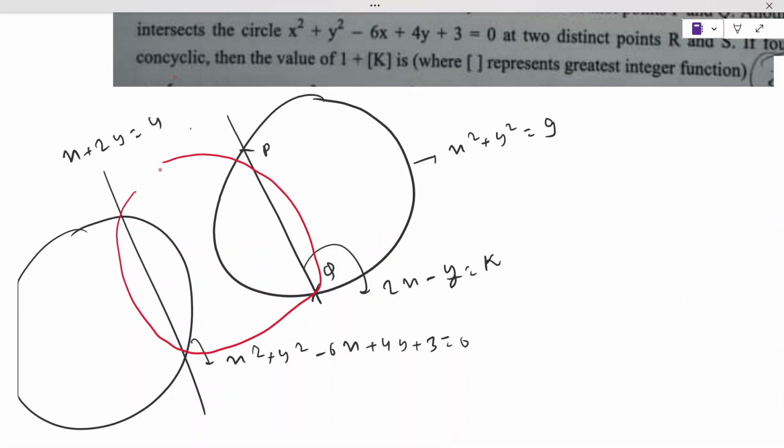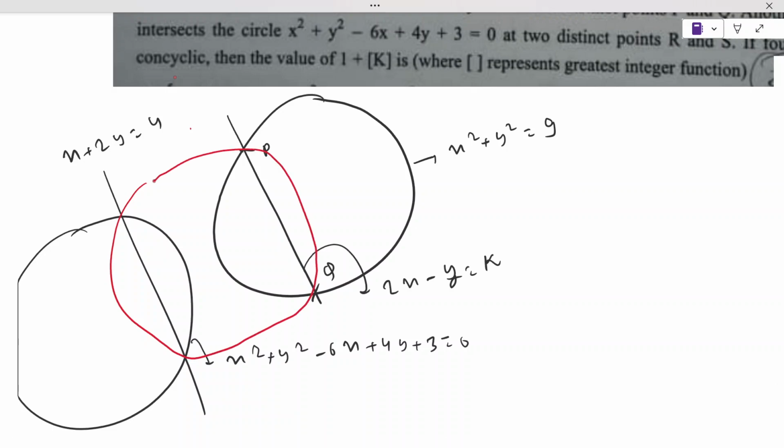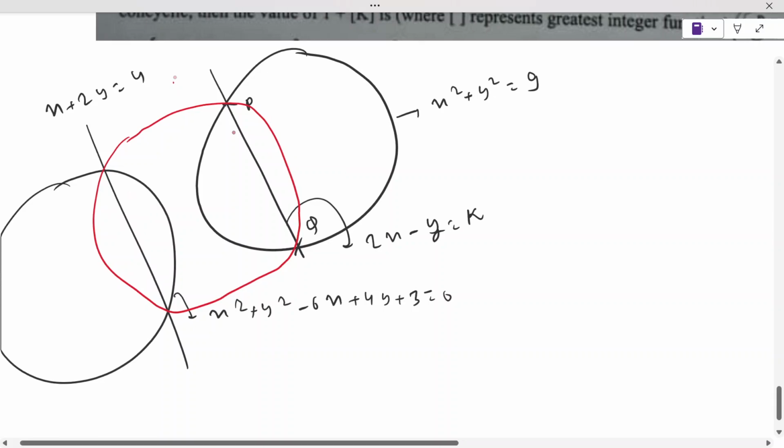So all 4 points are concyclic. So what I will do is, just try to imagine this particular circle is also a family member of that particular circle, which is passing through the intersection point of these circles and this line. This is S, and this is let's say L. So this particular circle is passing through the intersection of this circle and this line.